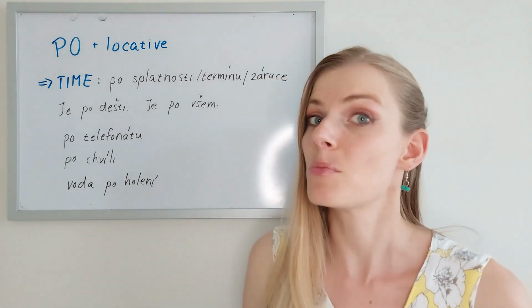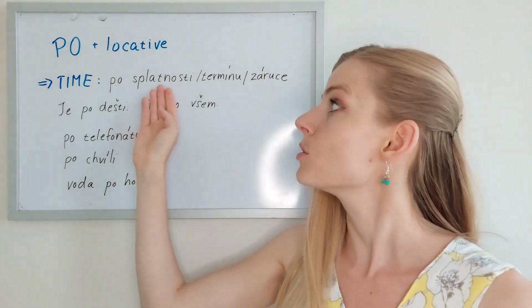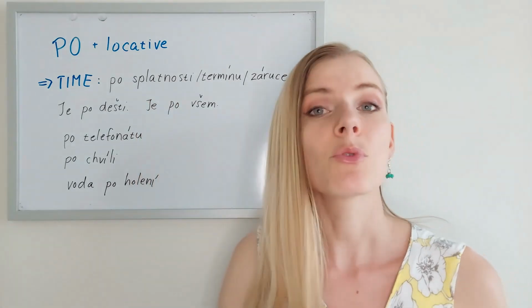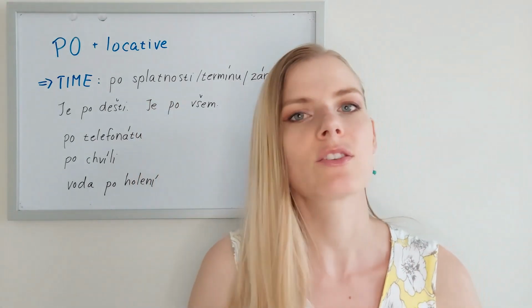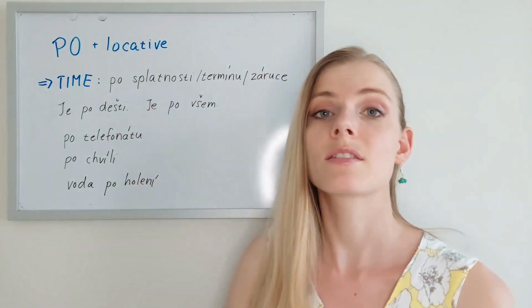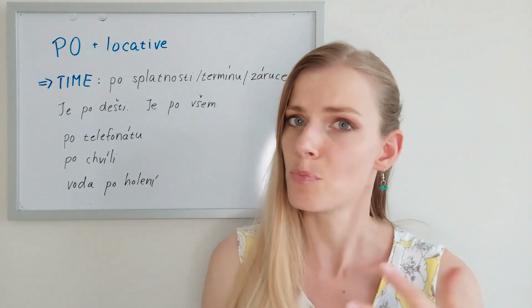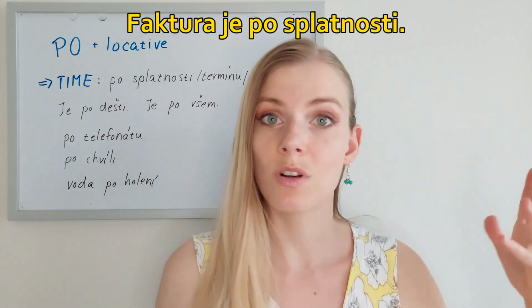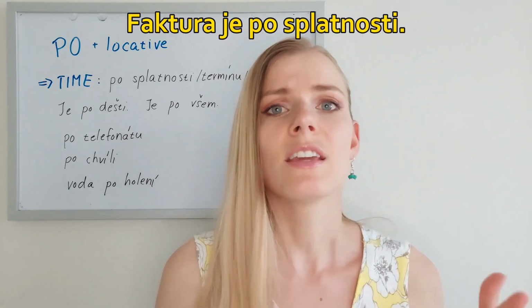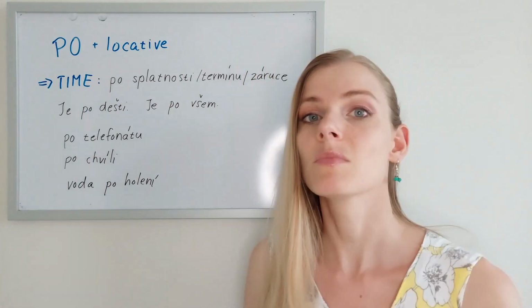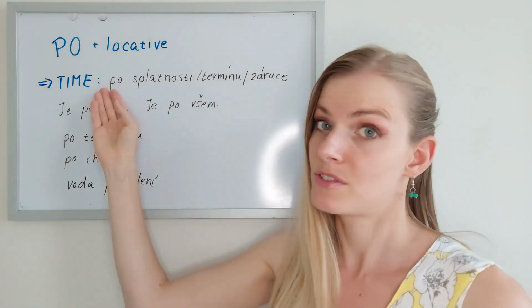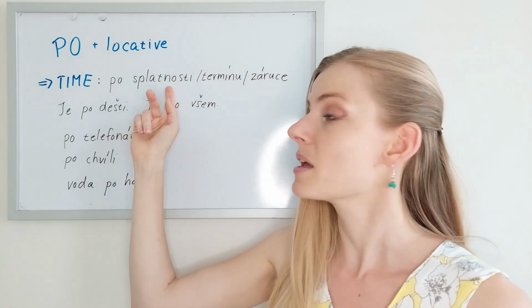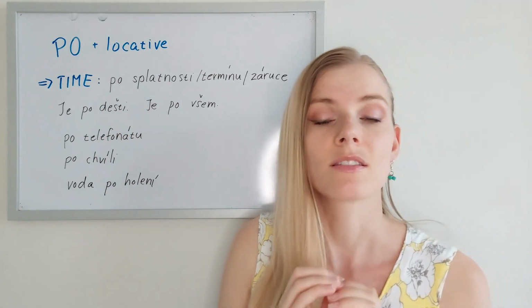It appears in common collocations such as po splatnosti. Po splatnosti means something is overdue. Splatnost is the pay date, the deadline for paying something. So when something is po splatnosti, faktura je po splatnosti, the invoice is overdue. It means it is after the deadline of payment, it's expired, it's done.